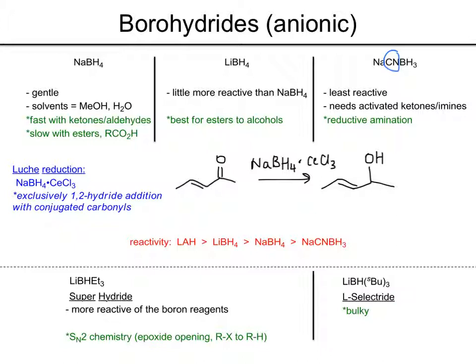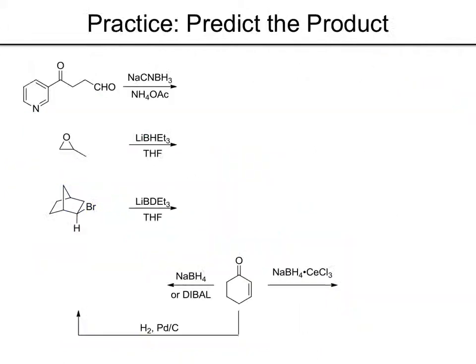L-selectride is especially used because it's bulky, so if you need stereoselection, L-selectride usually helps. L-selectride is bulky due to the presence of these sec-butyl groups. Now take a few minutes, pause the video, and predict the products of these reactions before moving forward.